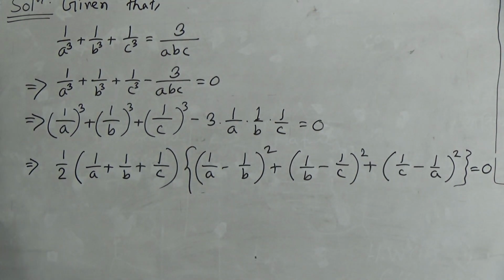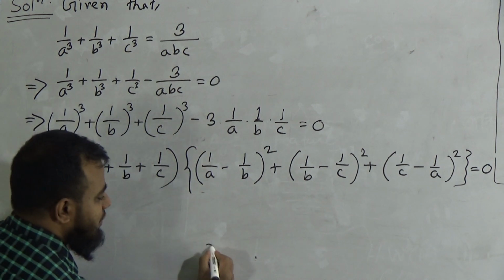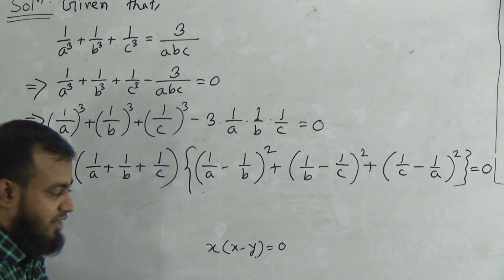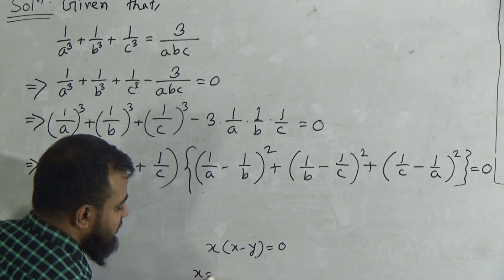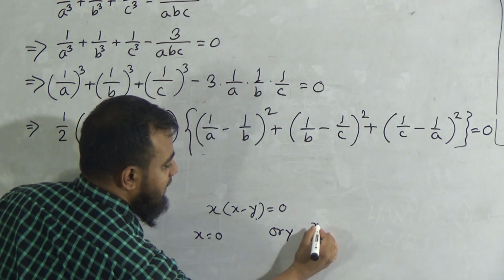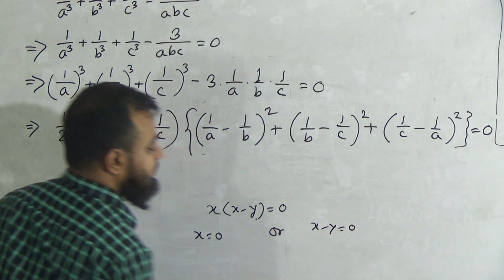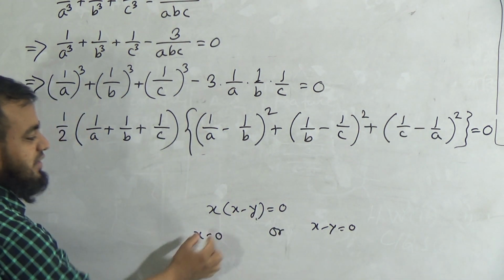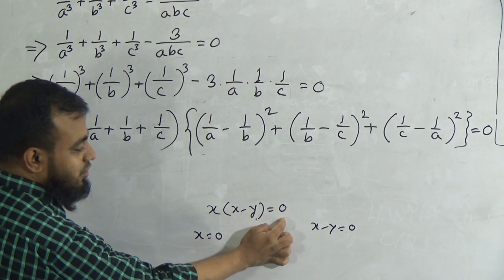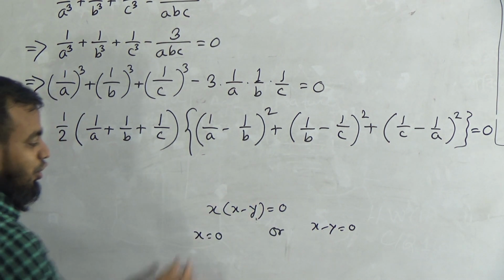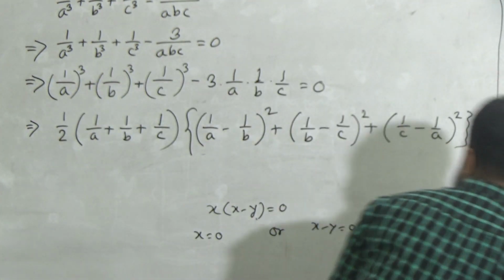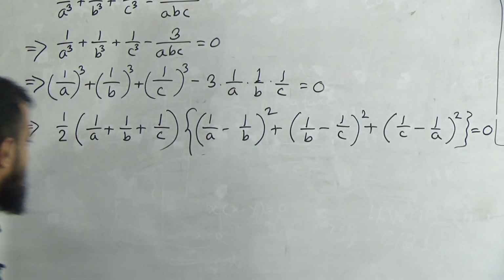Okay, now from this equation we can write down what? Look, my dear students, if x into x minus y is equal to 0, then what can we write down? We can write down x equal to 0 or x minus y equal to 0. That means if the multiplication of these two terms is equal to 0, then either of the terms may be equal to 0. So we can write down like this.